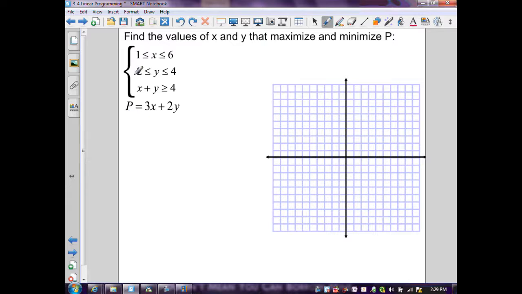With the first 2 constraints, we can graph them by knowing that anything that has just an x value is going to be a vertical line. Here, I'm going to have a solid vertical line at 1 and a solid vertical line at 6. So I can graph those. 2, 3, 4, 5, 6. I also know that the shaded region for this constraint is going to be in between the 2 red lines because x is less than 6 but greater than 1.